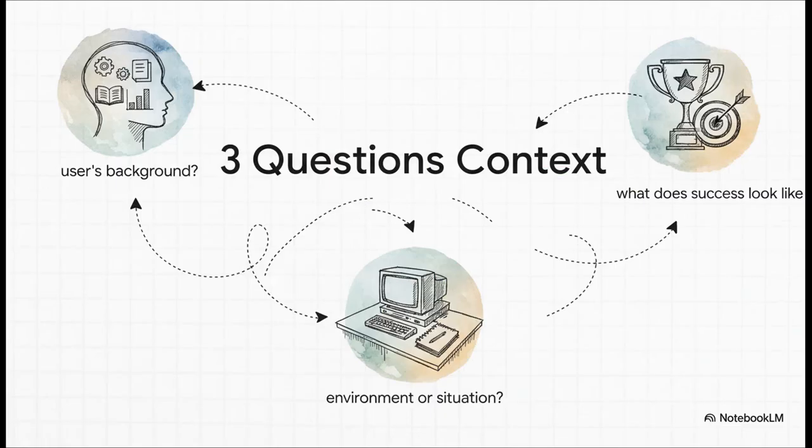So how do you provide the right context? Well, it's pretty simple. Just ask yourself these 3 questions before you write. Number 1, what's the user's background? In this case, that means your background. Number 2, what does success look like here? What's the ideal outcome? And number 3, what's the environment or situation the AI really needs to understand?